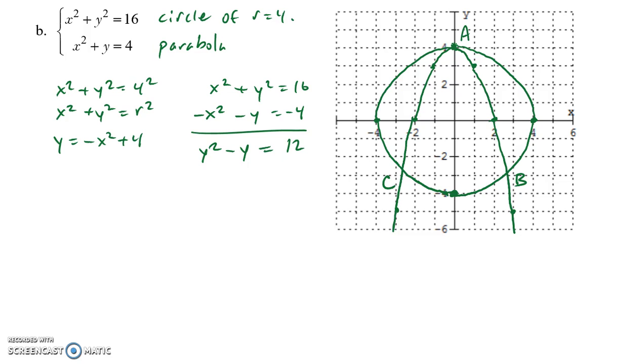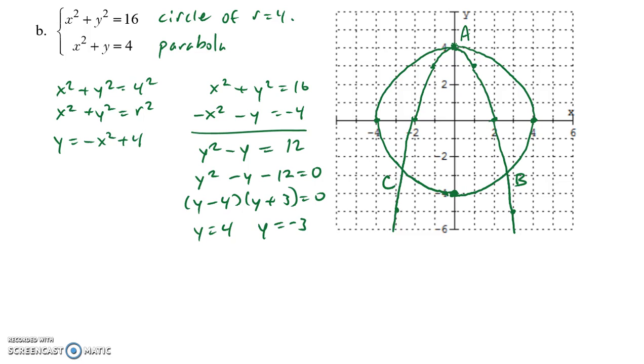We can solve this rather easily by factoring. We have to first set the equation equal to 0. And then if we factor as y minus 4 times y plus 3 and set the factors to 0, we obtain y equals 4 or y equals negative 3. So it just remains now to find the corresponding x-coordinates for these two values of y. For that purpose we can use either equation.